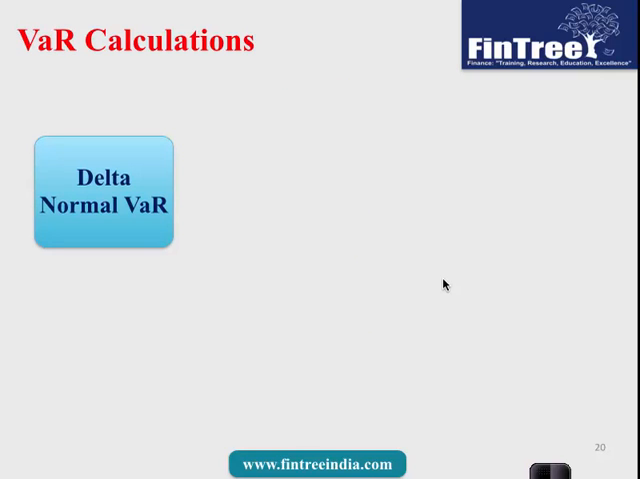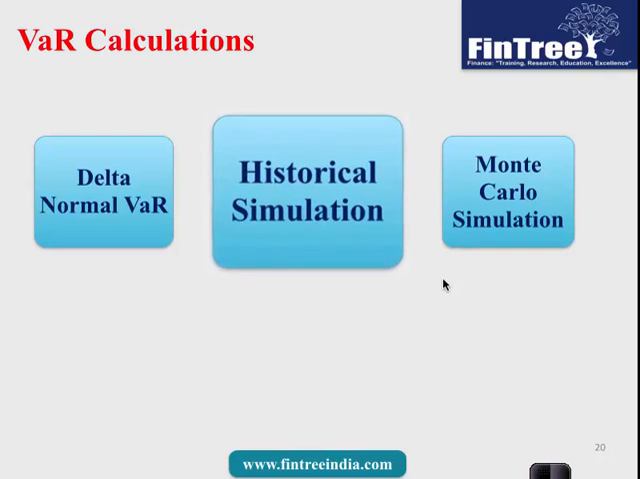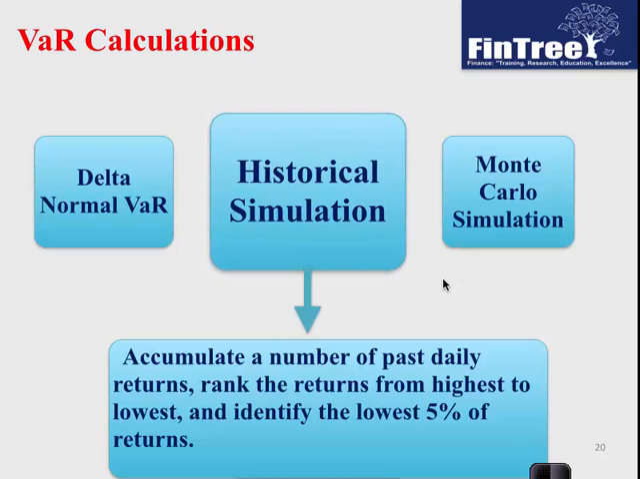Alright, so we're through with the delta normal VaR part now. Now we would look at the historical simulation. Historical simulation is purely based on historical data. I want you to write down this particular sentence. Give heading historical simulation. Accumulate a number of past daily returns, rank the returns from highest to lowest, and identify the lowest 5% returns. So it looks fancy, but again it's a relatively easy concept to comprehend.